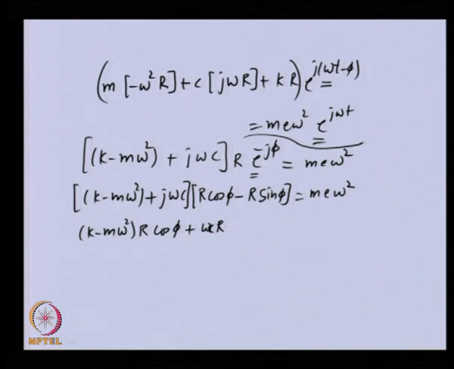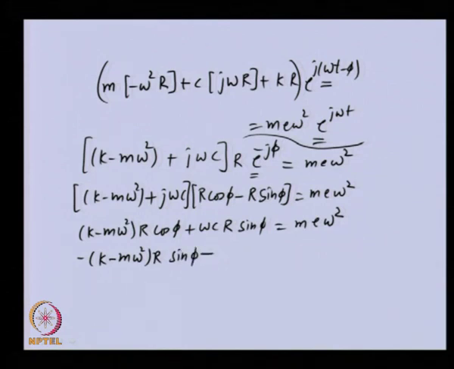On the right hand side we have m e omega square. Then the imaginary part, I am equating both sides of the equation, and on the right hand side there is no imaginary part, so it will be 0. You can see the second equation; this is first, this is second. The second equation can be solved to get the phase. Tan phi can be obtained from the second equation.